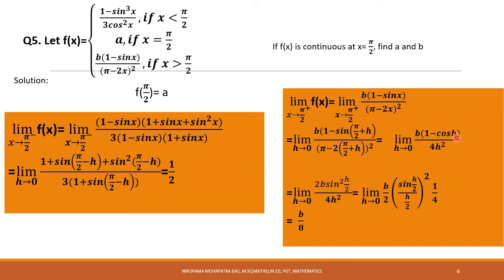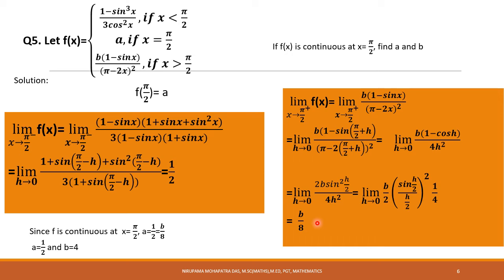Now 1 minus cos h is 2 sine square h by 2. So this is 2, this is 4, so you are having b by 2, sin h by 2 by h by 2 whole square into 1 by 4, which means you are getting RHL equal to b by 8. But we are given the function is continuous at x equal to pi by 2.